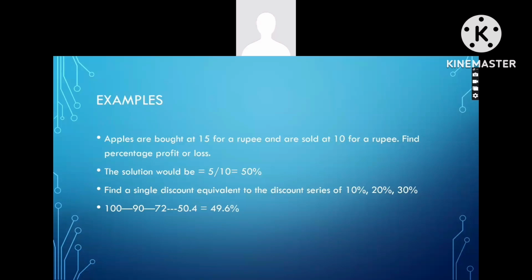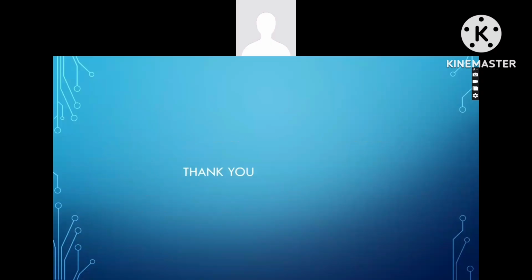Then comes the last example. Find a single discount equivalent to the discount series of 10%, 20% and 30%. First take 100, then a 10% discount means 90, a 20% discount means 72, a 30% discount means 50.4. Then the overall discount is 49.6%.